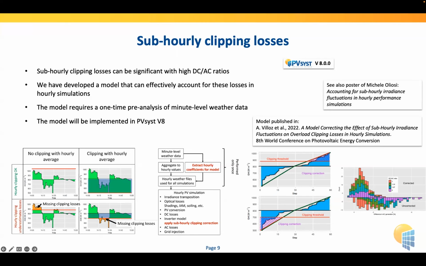And on the bottom right, you see the results. The histogram towards the bottom shows you the bias we had in the hourly simulations before applying the sub-hourly corrections. And the top one shows that we brought it back. We were still left with some bias in those results, but we analyzed this. It's a poster from Michele Oliosi, you find there on the wall. Our conclusion right now is that this is an artifact coming from applying the Perez transposition to minute level data, which is probably not 100% correct. So we think that our correction for the clipping losses is complete, and we will implement that in PVsyst version 8.